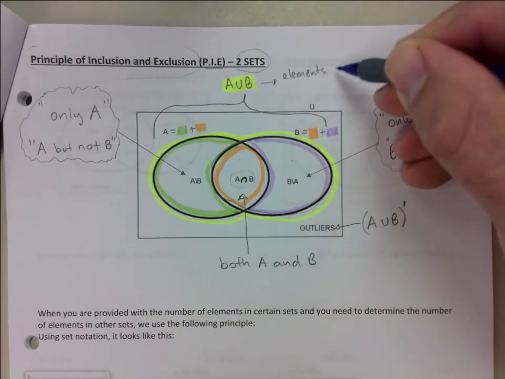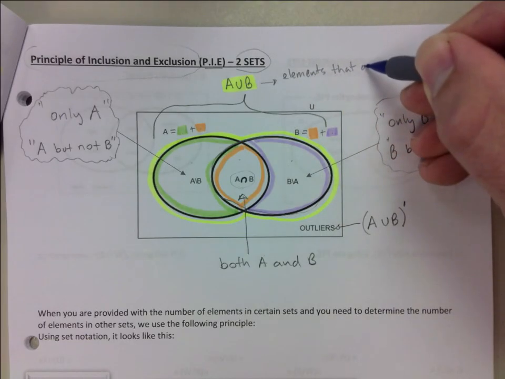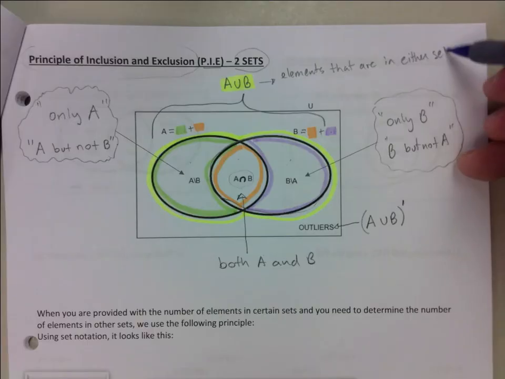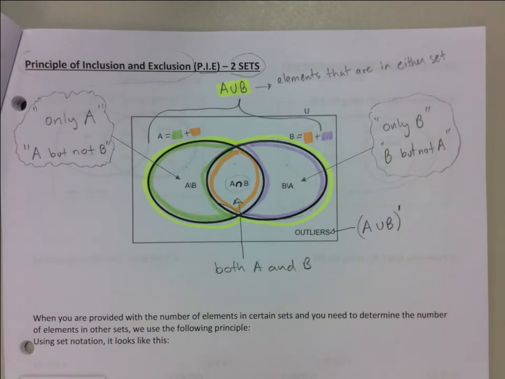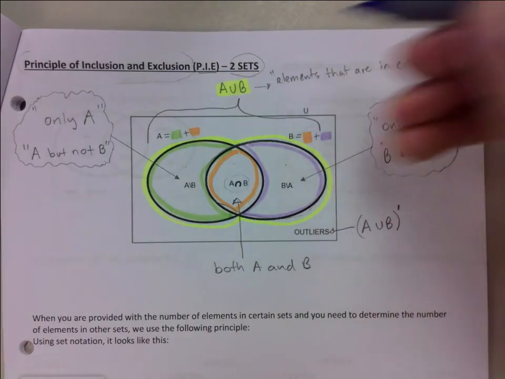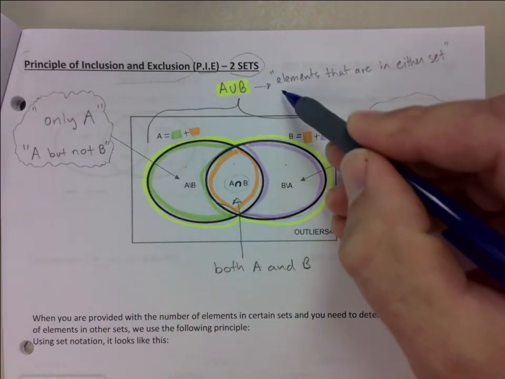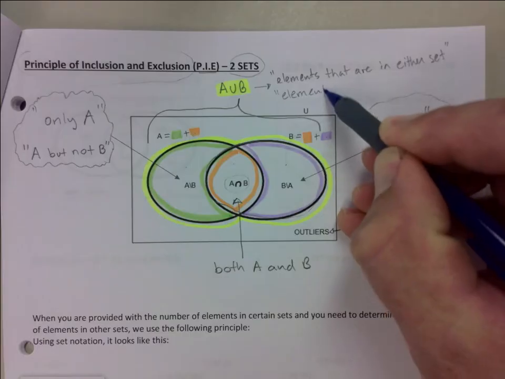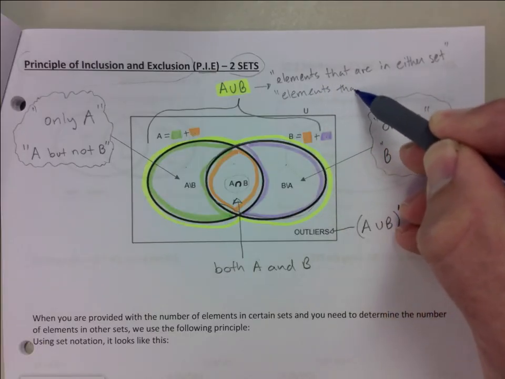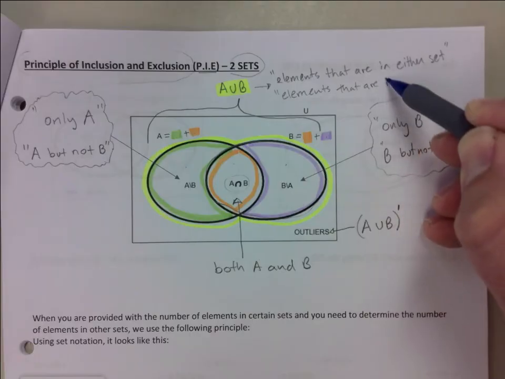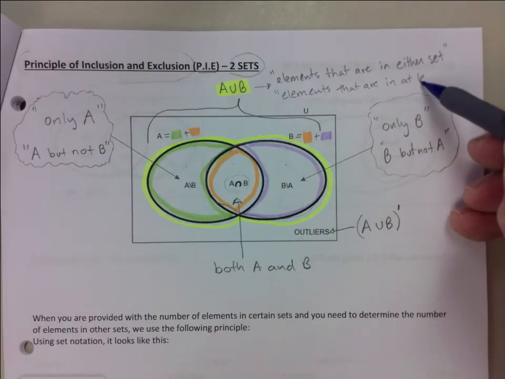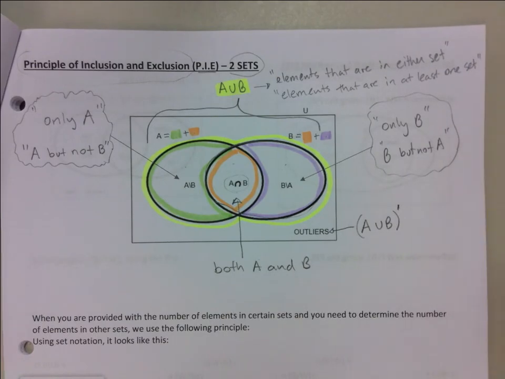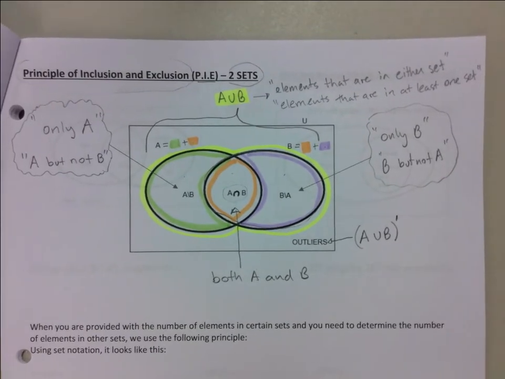We would say elements that are in either set. Can you see that? Elements that are in either of the sets. So that's one way of referring to it. Another way is elements that are in at least one set. Yikes. Didn't plan on this taking up that much room.